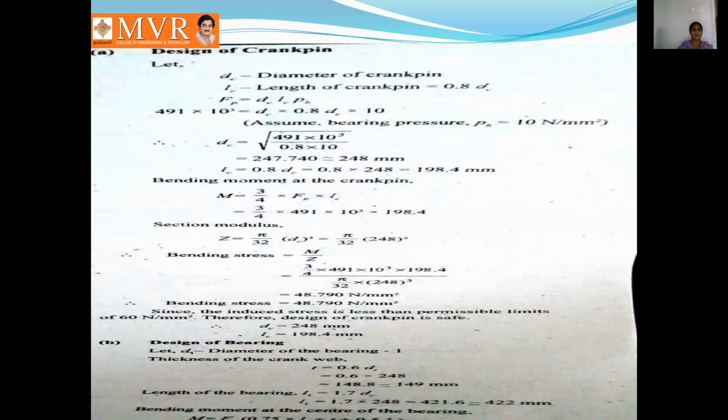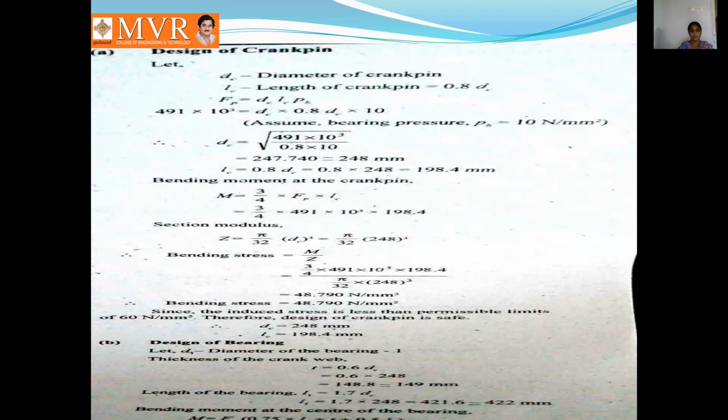Next, first we should find out the design of the crank pin. For the design of the crank pin, we find out the force on the crank pin. FC is equal to DC into LC into PB. Directly you will find out the diameter of the crank pin, and like that you will find out the length. Next you will find out the bending moment at the crank pin. M is equal to 3 by 4 into FP into LC. After that you will find out the section modulus Z is equal to pi by 32 into DC cubed. Bending stress is M by Z.